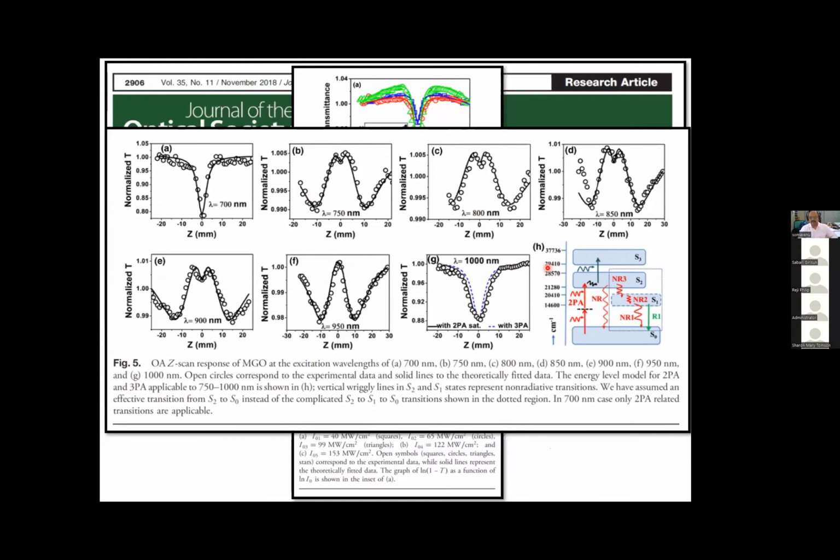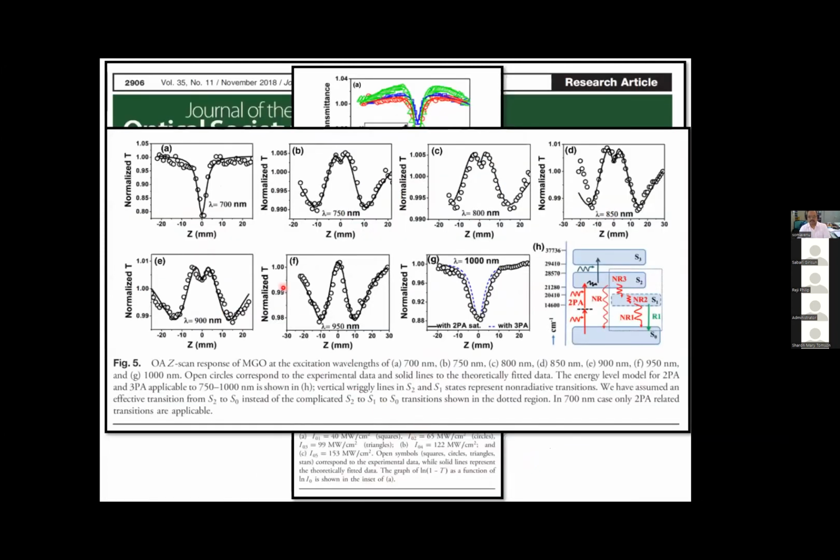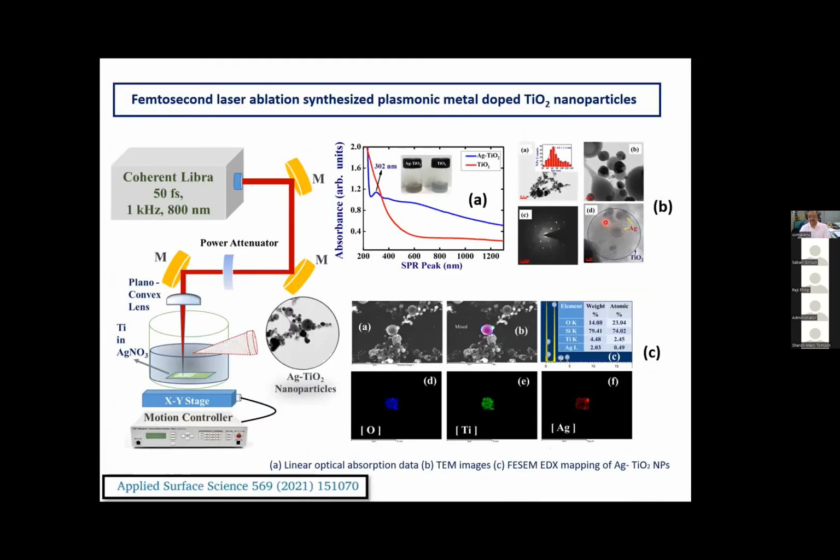So we modify the 3D part of it. You can look at our paper here. We write this in terms of linear absorption, saturable absorption, two-photon absorption, then three-photon absorption. So all three are incorporated. Only then will your data be able to fit nicely for each of these wavelengths.